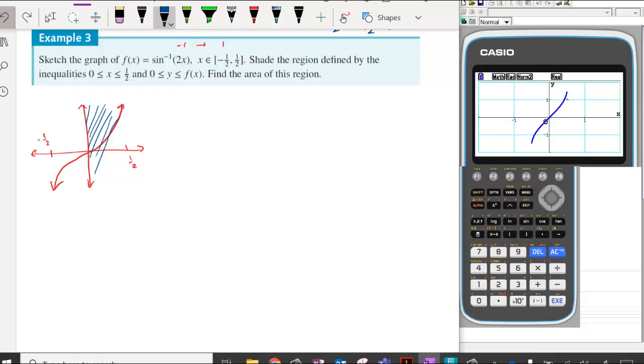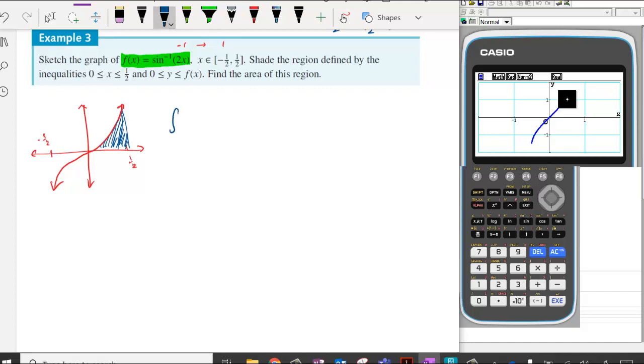So let's get rid of my shading. So between 0 and the function means that it's bound by those two inequalities, and we're looking at this region here. Now, I don't know if you recall, but in order to find the integral of an inverse sine function, you actually need to use a by parts process. So you can do that.